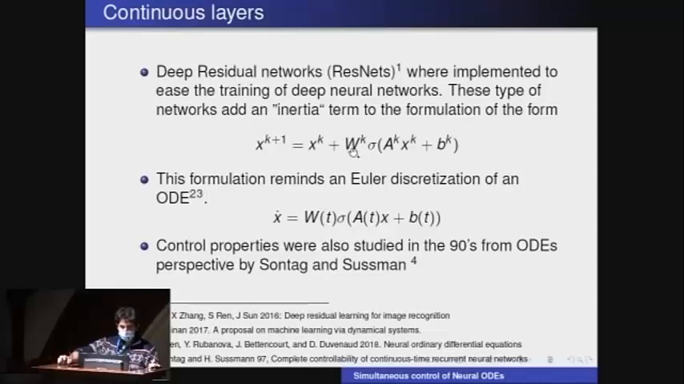In the ResNet architecture, you have this x_k, which is an inertia term that also allows us to understand this discrete dynamical system as a differential equation. We can think that x_{k+1} minus x_k is a sort of time discretization of a differential equation, and one can write this differential equation here. And we are going to study the control properties of this equation.